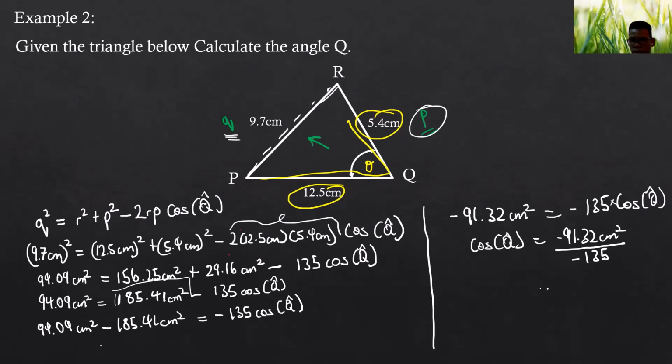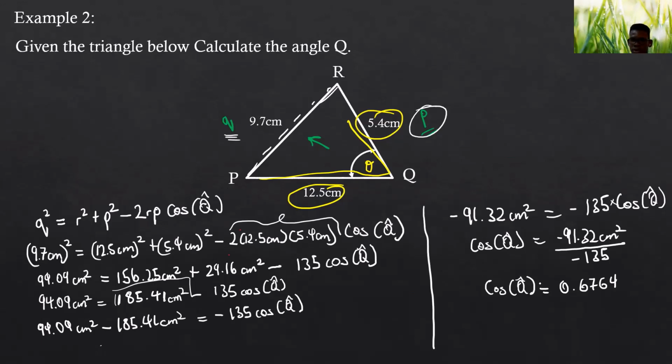It's something like 0.6764. We'll stop at 4 decimal places. Again, that's just something I chose. And this would be equal to cos Q. Now we want to find Q, the angle Q, not cos Q.